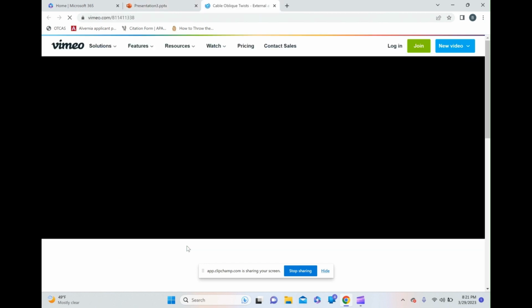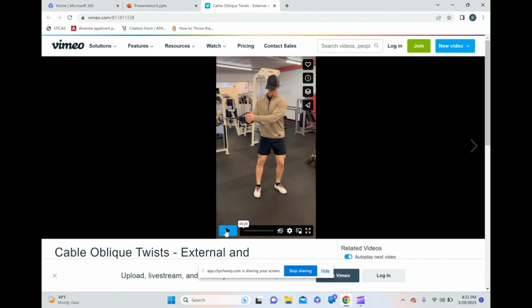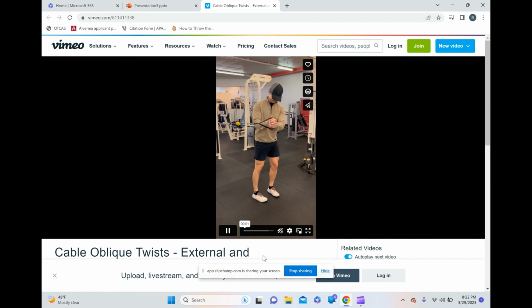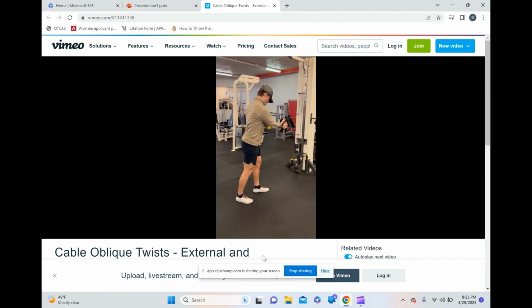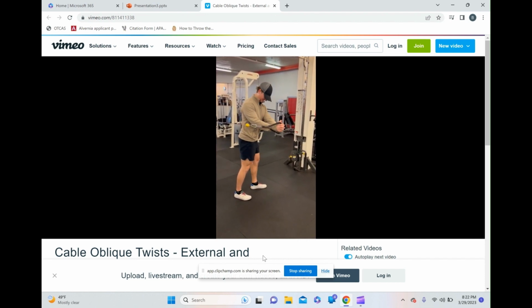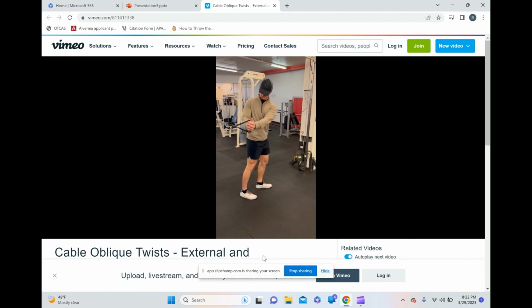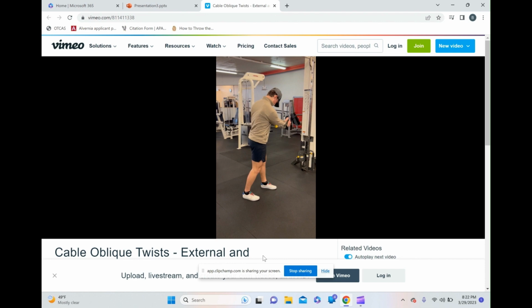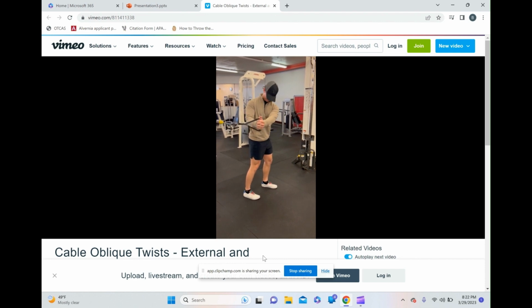Lastly, we have a machine exercise. This exercise being demonstrated is an oblique cable twist, which works both the internal and external oblique muscles. This does involve using weight, so it's suggested to use a lower level of weight while engaging in higher level of repetitions.